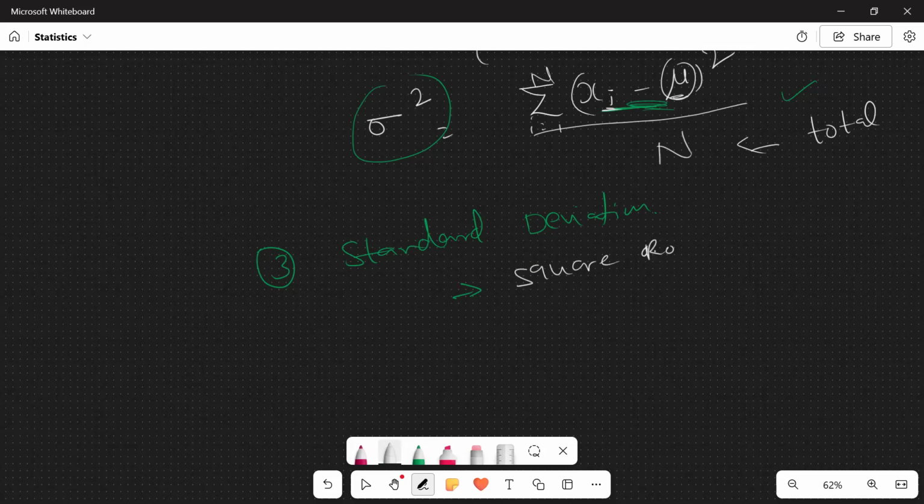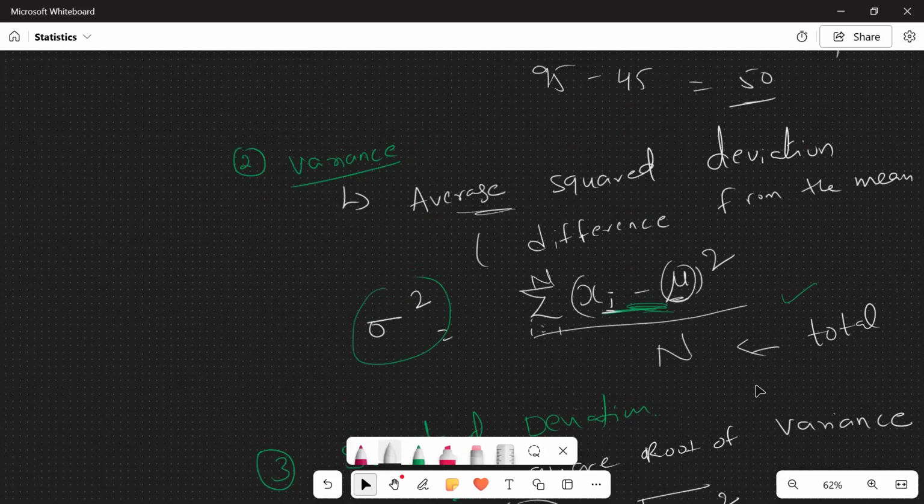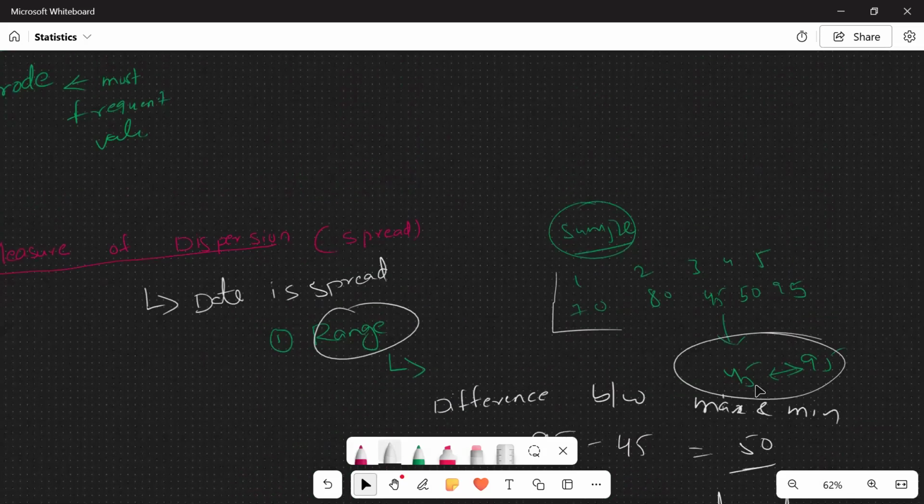When we apply the square root of the variance, it tells how much data is deviating from the mean. Simply, this is your standard deviation. This is your variance, and the square root of the variance gives you the standard deviation. Clear? Are you getting my points? I'm mentioning the formulas and all.